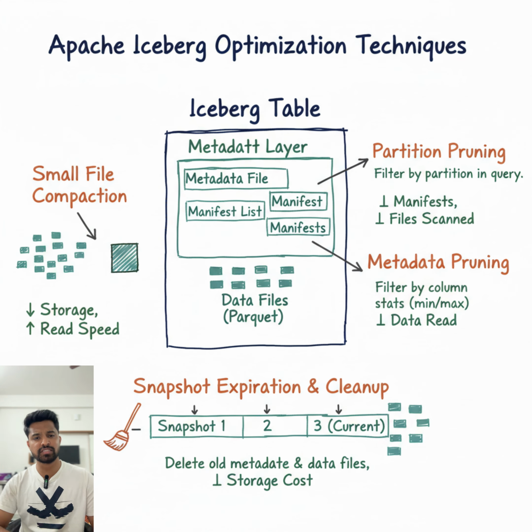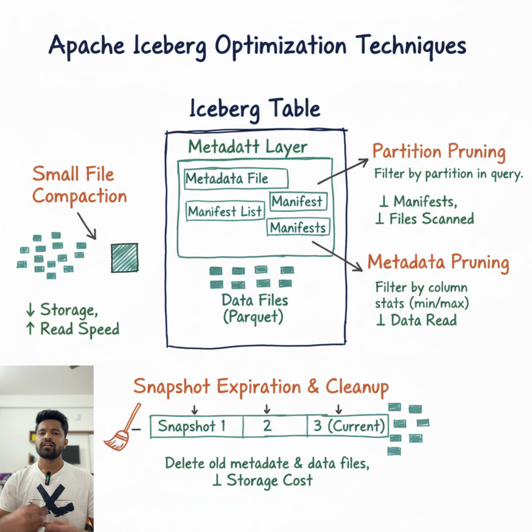Coming to the next one, we have partitioning and metadata scanning. Again, why do we do partitioning? To improve the query performance and to scan the data and retrieve the files which we require. Unlike Hive partitioning, in Apache Iceberg the metadata can store the min and max column values of each file. Why are we storing this?